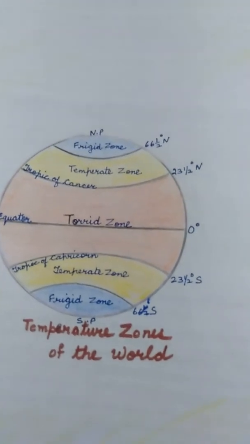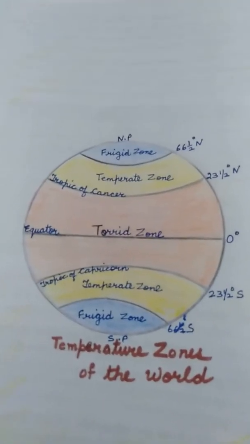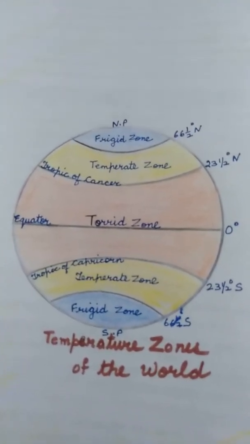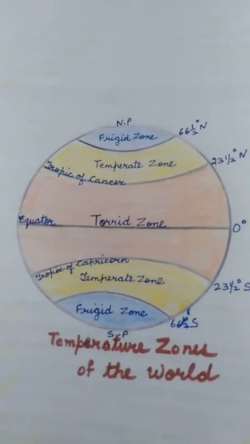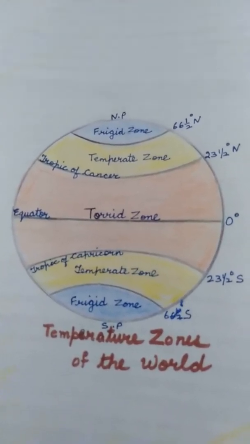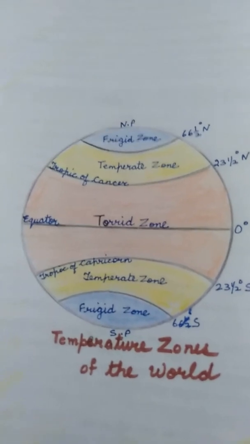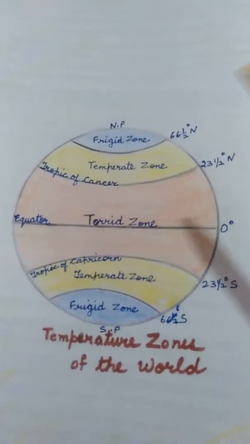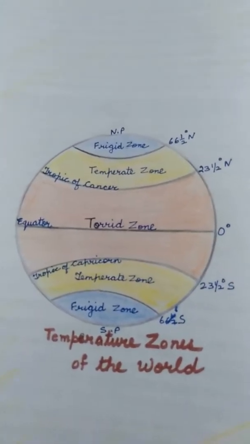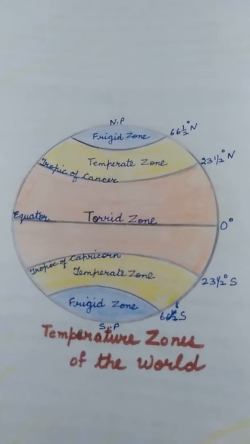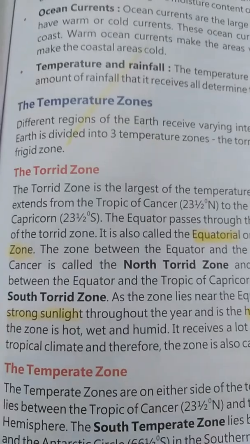It's going to be really very interesting to learn the various temperature zones of the world. So let's start it from your book. Side by side you will read and learn more in detail about torrid zone, temperate zone and frigid zone. So let's start from your book. Open your books and we are going to start from page 59.